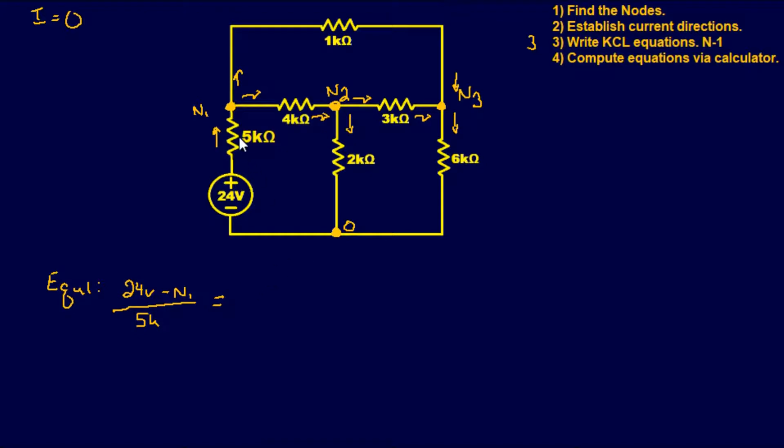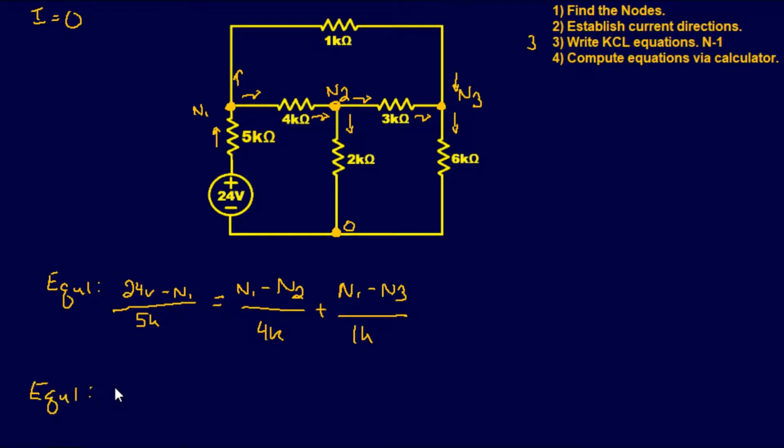So let's do our outputs. So we have current flowing from N1 to N2. So it's node 1 minus node 2 over 4 kilo. And it's going to be plus. Same thing. Node 1 is flowing to node 3, so node 1 minus node 3 over, and that's a 1 k ohm resistor, so 1k. Okay, now let's see if we can simplify this a little bit.